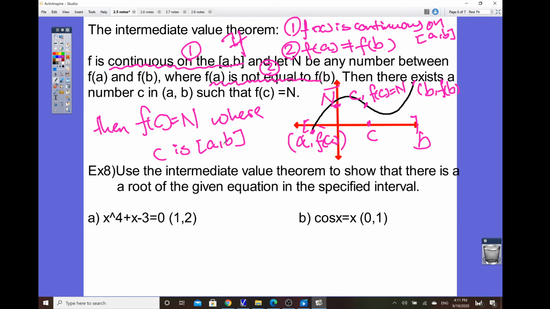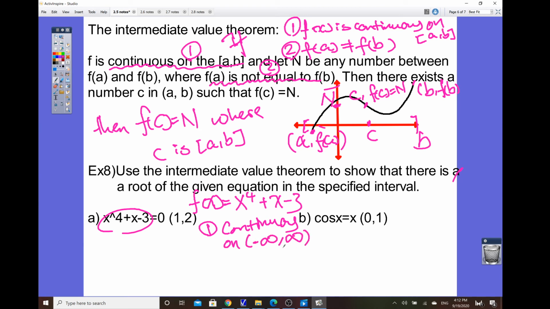Okay, so use the intermediate value theorem to show that there's a root of the given equation in the specific interval. So as you can see, this one is considered a quartic trinomial, to the 4th degree, 3 terms. So one thing that we need to verify, so let's say this one is the function, f of x. So we do know that if that's a polynomial, the first condition is already satisfied. It is continuous. Well, it's not just continuous from 1 to 2, but it's continuous on the interval from negative infinity to infinity. And now the thing that we need to show, on the closed interval a and b, is that f of a is not the same as f of b. Then we can find the value of c there.